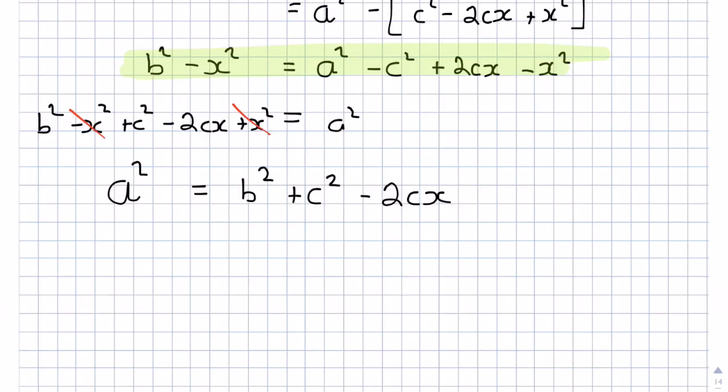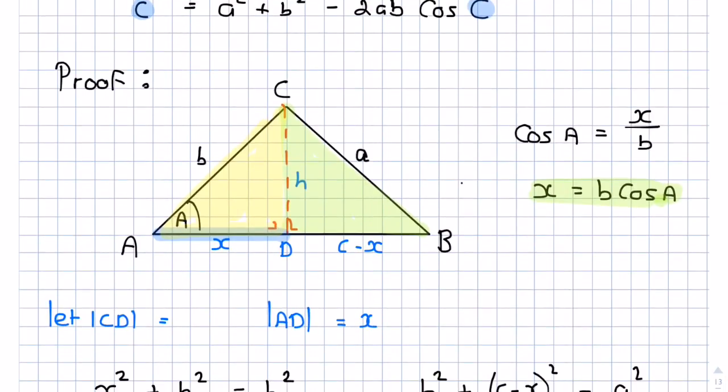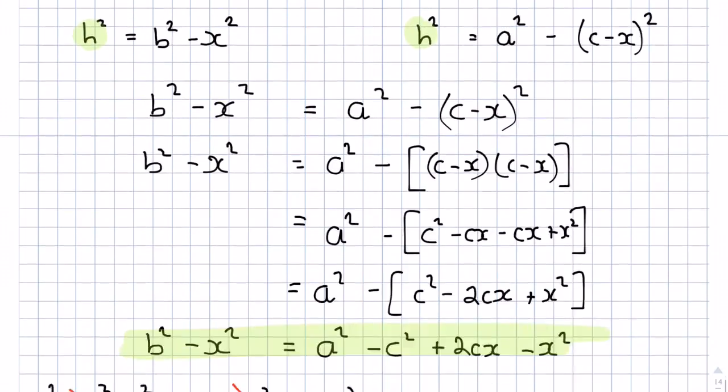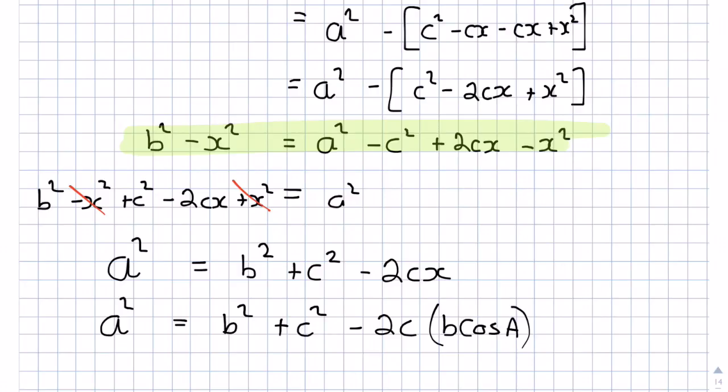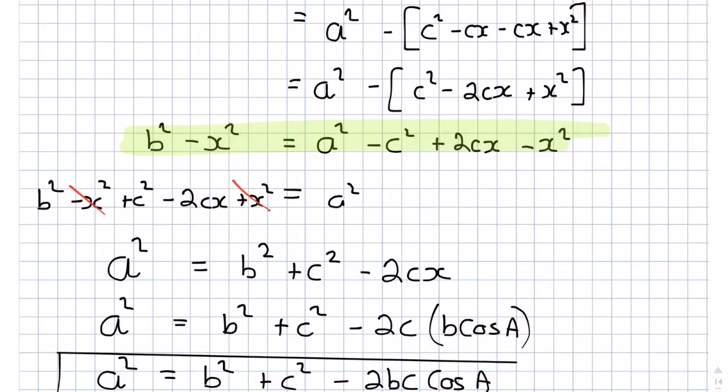Well, remember earlier on, we mentioned that we were going to need this piece of information. X is actually equal to b cos a. So if I replace my x below with b cos a, what I have is a squared equals b squared plus c squared minus 2c b cos a instead of x. And just tidying that up just gives me a squared equals b squared plus c squared minus 2bc cos a. And that is the cosine rule.